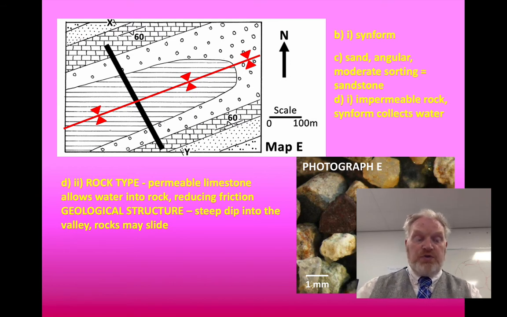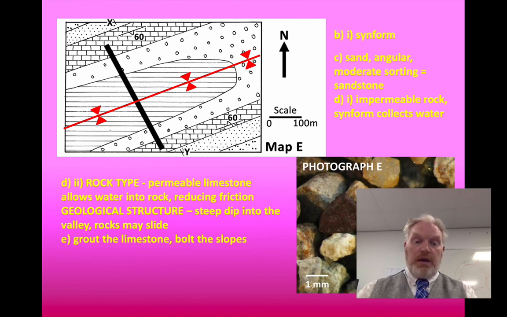Now, it is possible to reduce this risk if you dug deeper. You could grout the limestone, you could pump a very wet liquid cement in there to block up the permeability. And of course, you can always bolt the slopes in place to stop them sliding. But there are problems with doing that, particularly if those rock bolts are going to be underwater. There's potential there for corrosion.